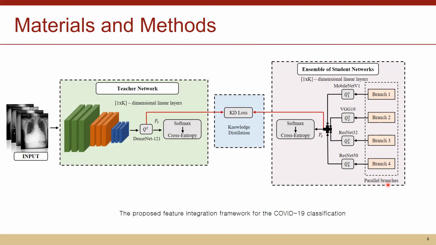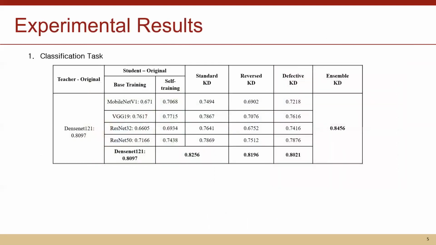We train the student networks as parallel branches. Those will be concatenated and fed into the softmax cross entropy, and also to minimize the KD loss here. In this way, the combination of student networks can mimic the training of the teacher's model and generate higher classification accuracy in comparison to the standard KD. Yeah, so this is how we propose our model.